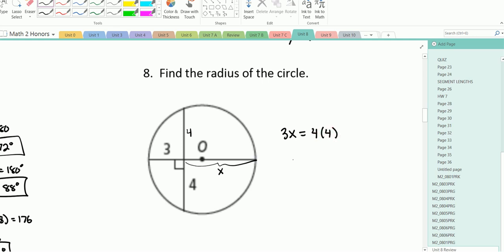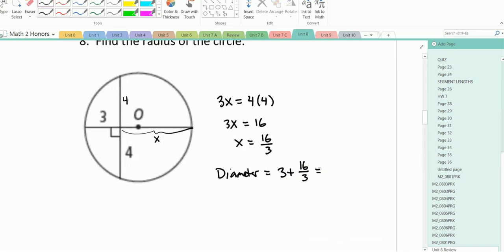And so solve for x, you end up getting 3x is 16. So x is 16 over 3. So our diameter, which is the full length through our center of the circle, is going to be 3 plus 16 over 3.